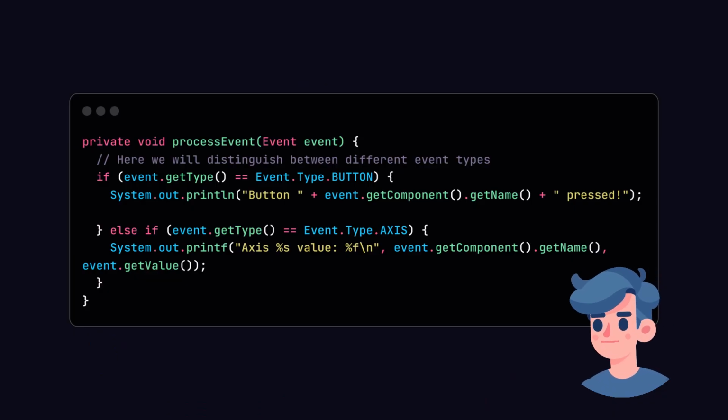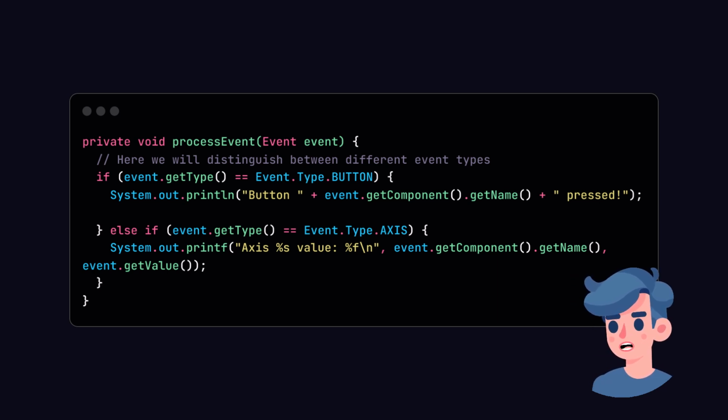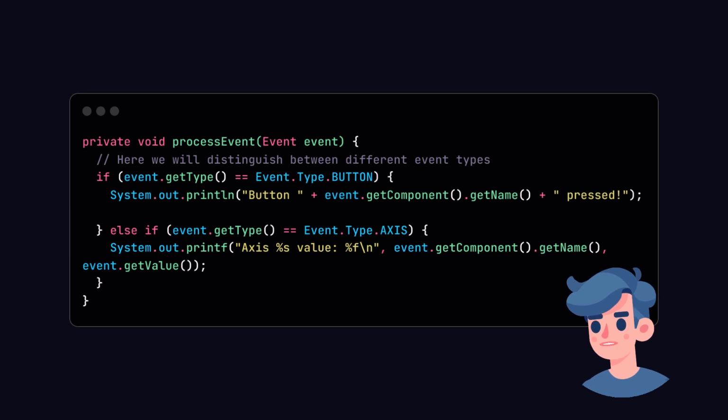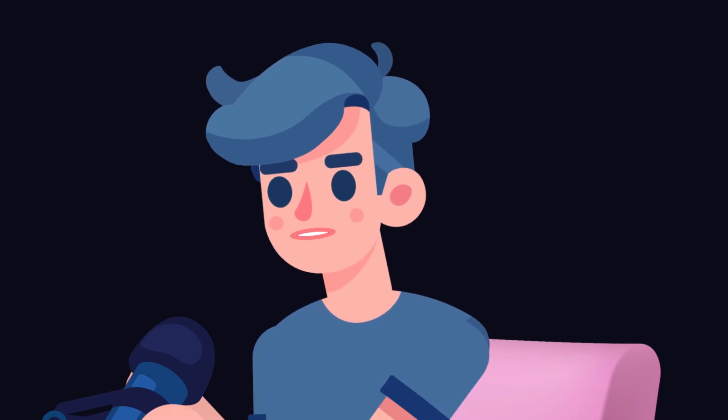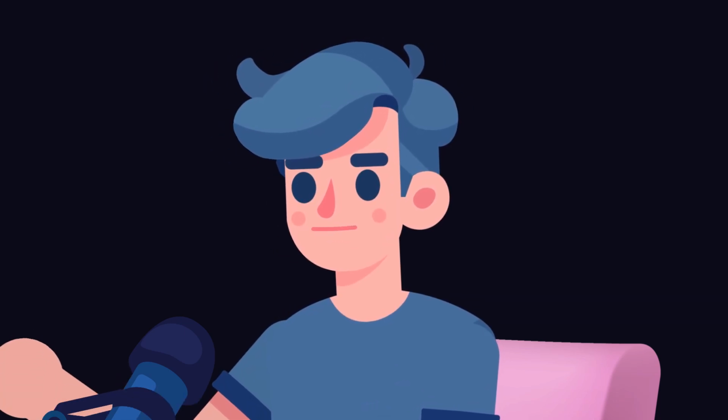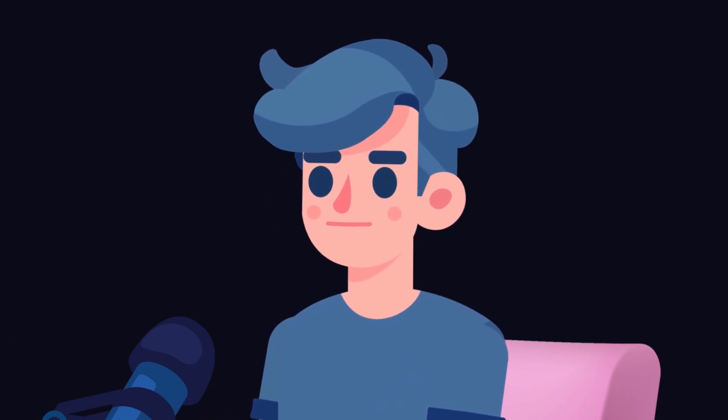Next, let's implement the process event method in our Gamepad Manager. This method will interpret the events retrieved from the controller, providing a response such as actions based on button presses. In the process event method, we check the type of event. If it's a button event, we log that the button was pressed. If it's an axis event, we log the axis name and its value. This gives us the foundation for responding to gamepad inputs effectively.